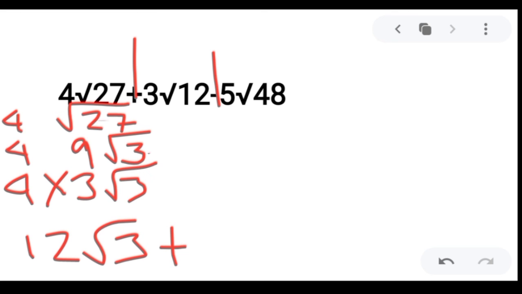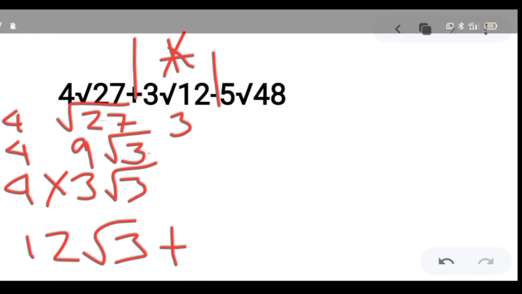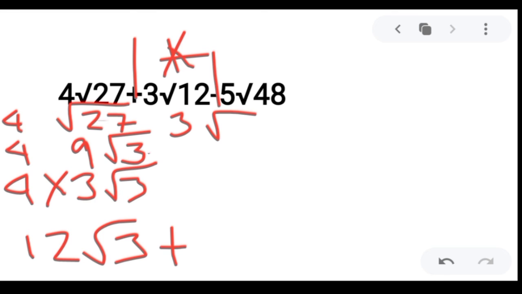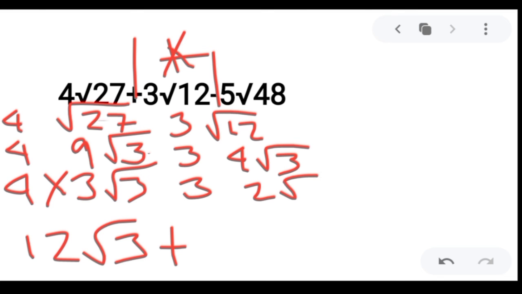Other given is, ihiwalay natin yung leading 3. Ito na tayo sa pangalawa. Equal to 3 square root of 12. Perfect square. So, 4 times 3 is 12. 4 square root of 3. Pwede pa natin ito i-simplify. So, 2 square root of 3 times 3 times 2 is 6 square root of 3.